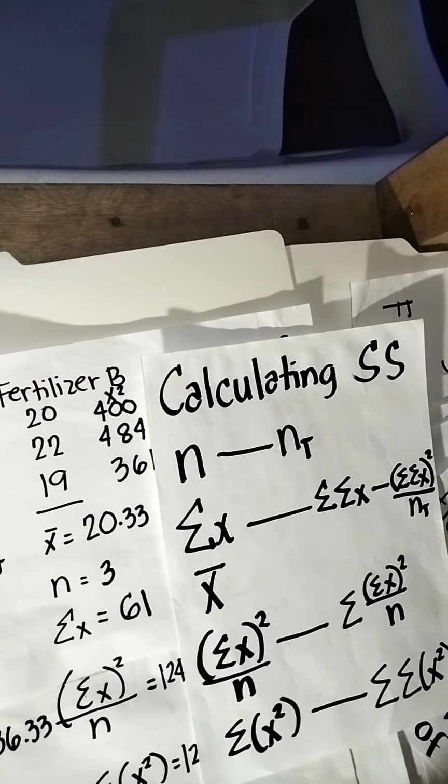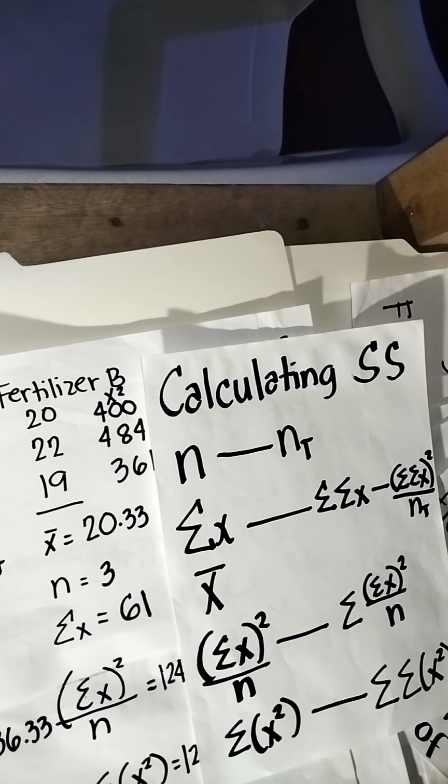So we get the summation of our x. What is the summation of x? We say it is the summation of x if we are just adding everything. We add our x, so we just add 20 plus 22 plus 19. So we get the summation of 61.